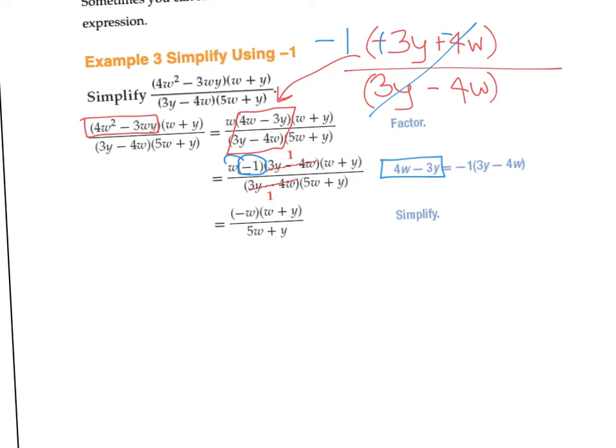The order in which these terms are written really does not matter to me. If it's easier for you to write things in the same order, that's great. Do that. So we multiplied the negative 1 times the w, so I get negative w. We still have w plus y on the top, and on the bottom we have 5w plus y. And that's our simplified form.